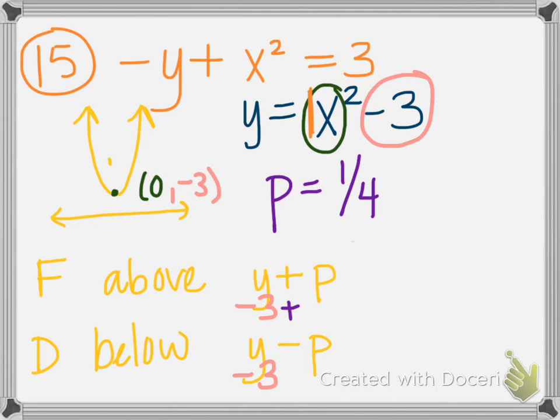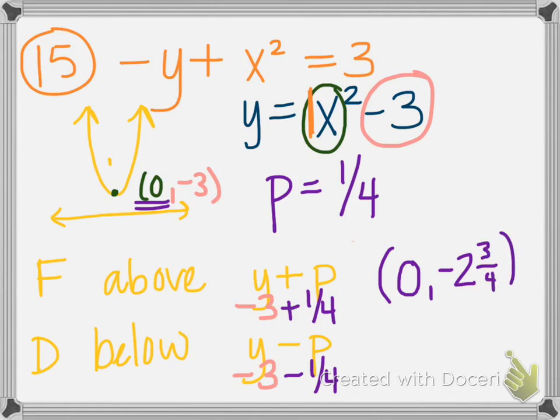So now I can substitute 1/4 in for p in both of these little problems. Now, since a focus is a point, and I'm only moving the y value, my x value is going to stay 0 like it was in the vertex, and I'm just going to do -3 plus 1/4. Since those are opposite signs, I can subtract and keep the sign of the number with the greatest absolute value, and that's going to give me -2 and 3/4.